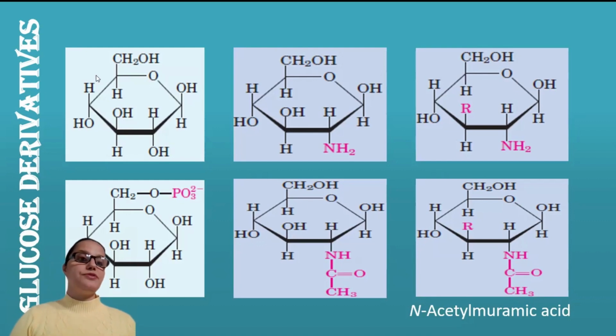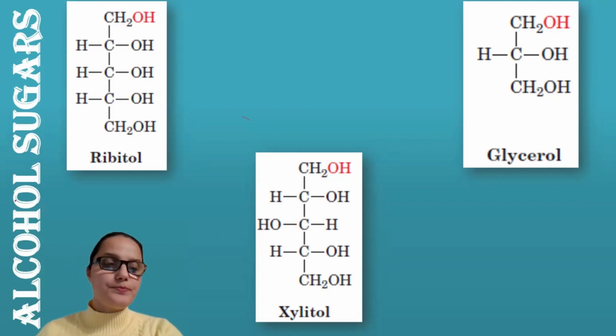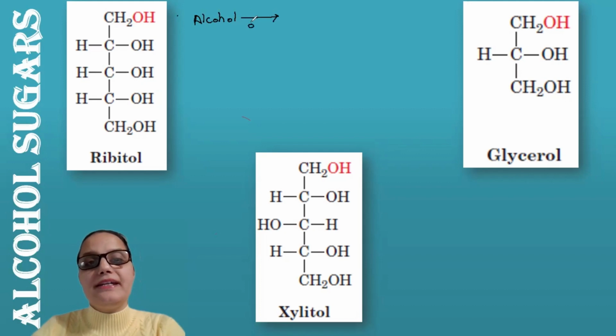So now let's proceed further. Now we need to discuss the alcohol sugars. Before we discuss the alcohol sugars, I need to mention a fact from organic chemistry. Now, what is that fact? The fact is that whenever any alcohol gets oxidized, it forms aldehyde. And whenever any aldehyde gets oxidized, it forms carboxylic acid.